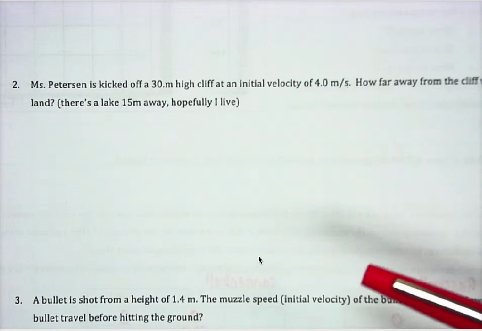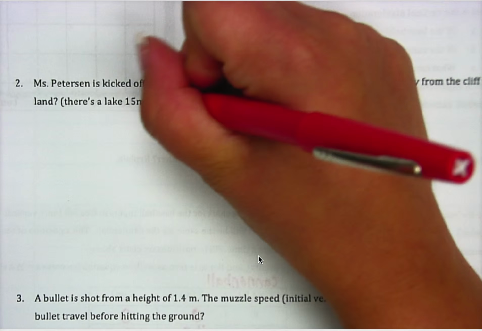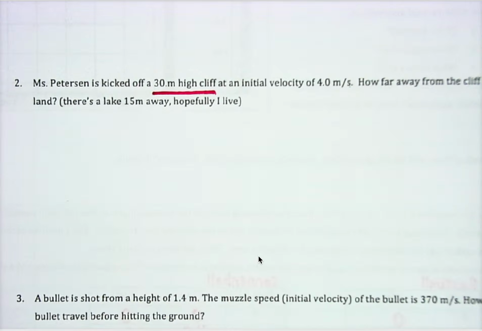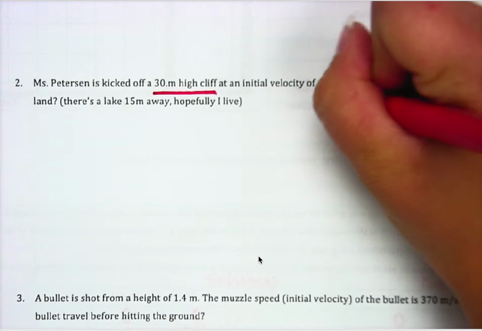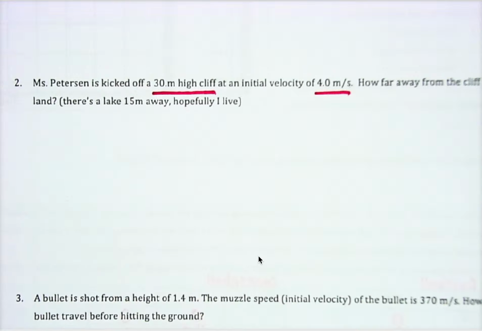It stars me, Miss Peterson, being kicked off a 30-meter high cliff, probably by a grumpy student, at an initial velocity of 4 meters per second. And it wants to know how far away from the cliff I'll land. There's a lake 15 meters away. Hopefully I hit the lake because I don't want to fall into the cliff.